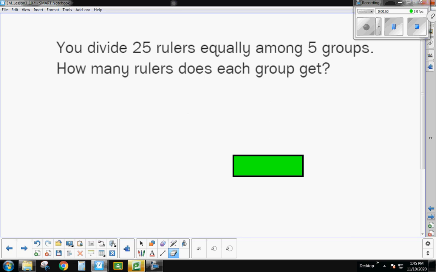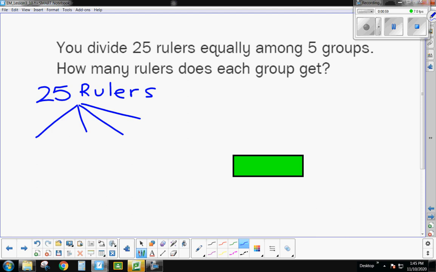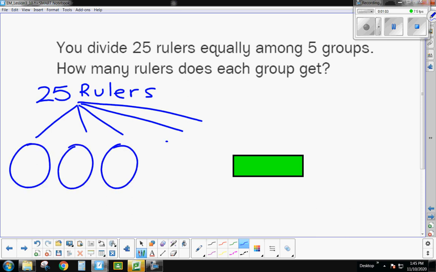All right, boys and girls, so you divide 25 rulers equally among 5 groups. So I've got these 25 rulers, and I'm dividing them up between 5 groups. So 1, 2, 3, 4, and 5. Now I'm going to take my rulers.